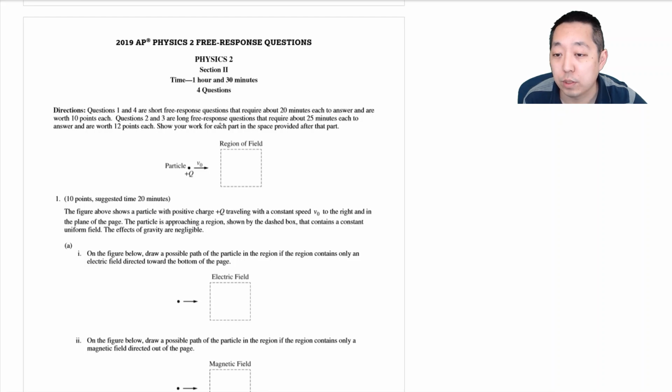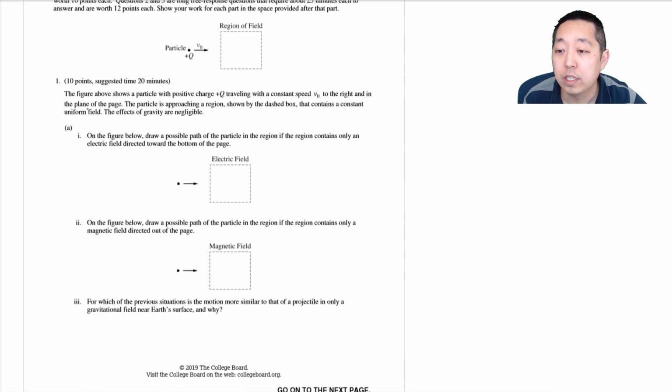So let's look at this first question here. The figure above shows a particle with positive charge Q traveling with constant speed V naught to the right in the plane of the page. The particle is approaching a region shown by the dashed box that contains a constant uniform field, and the effects of gravity are negligible. On the figure below, draw a possible path of the particle in the region if the region contains only an electric field directed toward the bottom of the page.